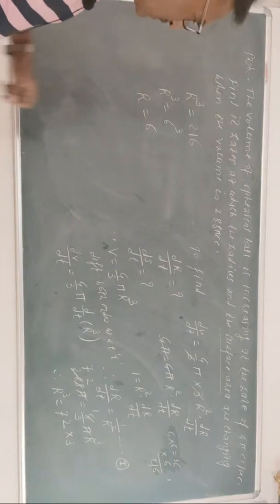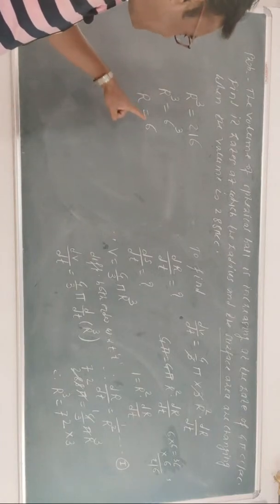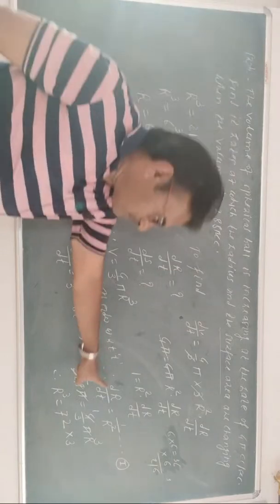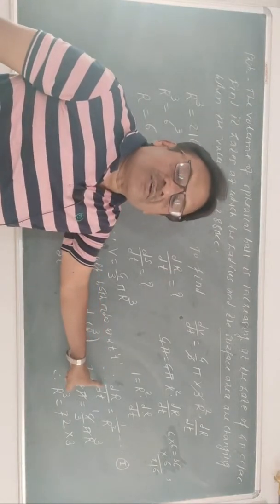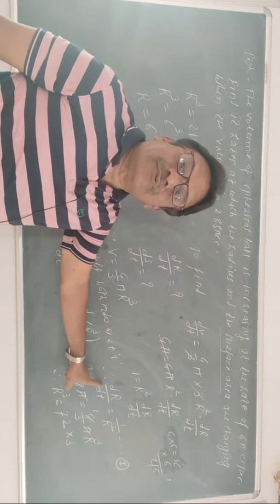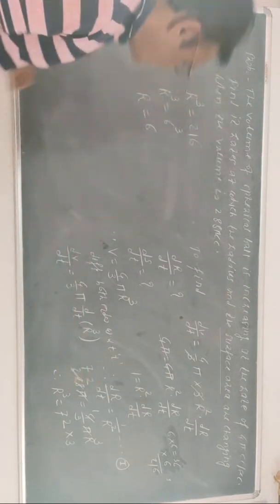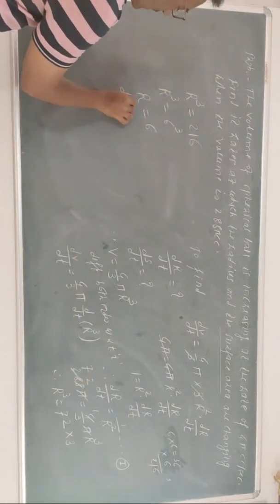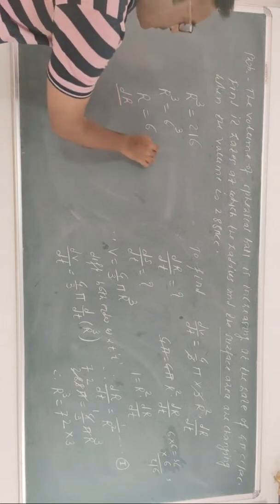Then we put the value of the radius of the spherical ball in equation number first. We get the rate of change of radius with respect to time t. Therefore here dr by dt, put in equation first.